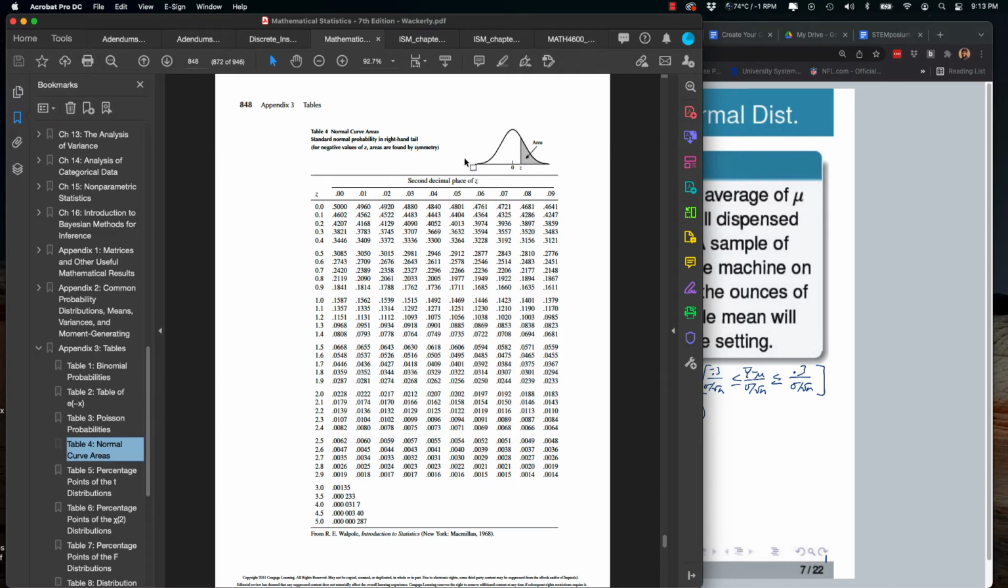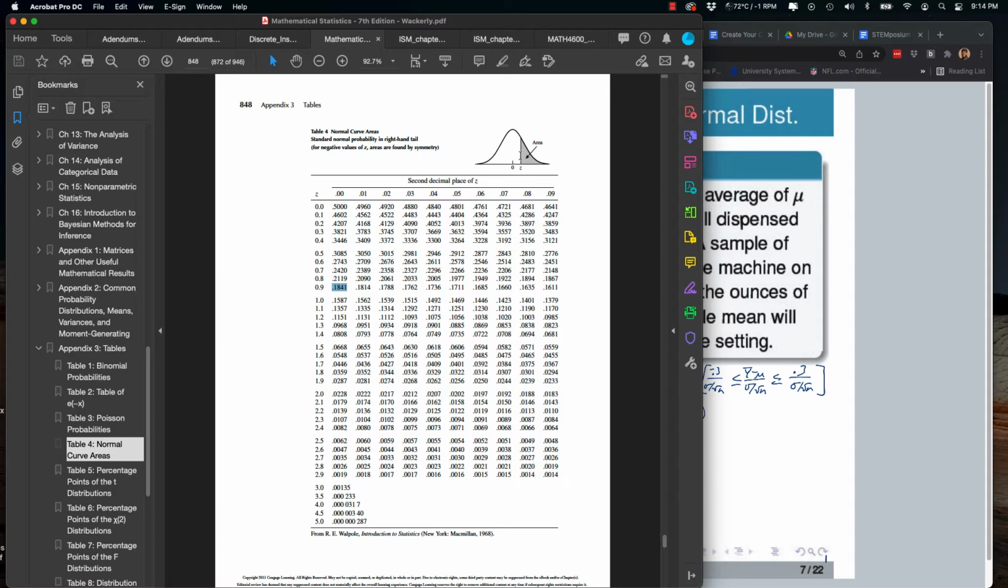It won't give us the area to the bottom side of that, but if we go down to the z of 0.9, and it's 0.9 exactly, and then go over to the 0.00 column, that's representing the second digit, so if it was 0.91, we'd go over to here. But since it's 0.9 exactly, we're going right here. So it tells me that the probability to the right of the z-score of 0.9 is 0.1841.